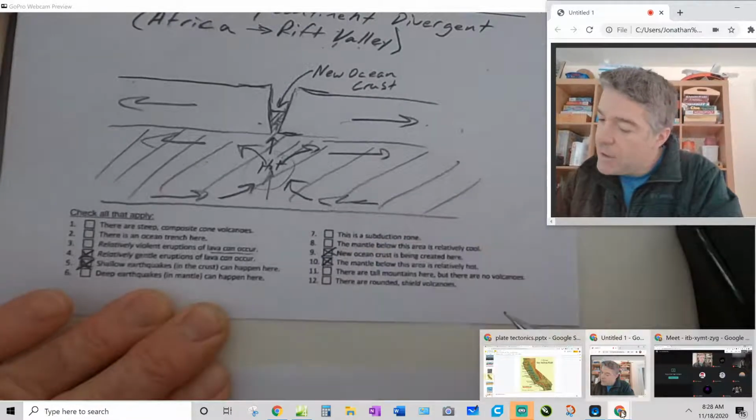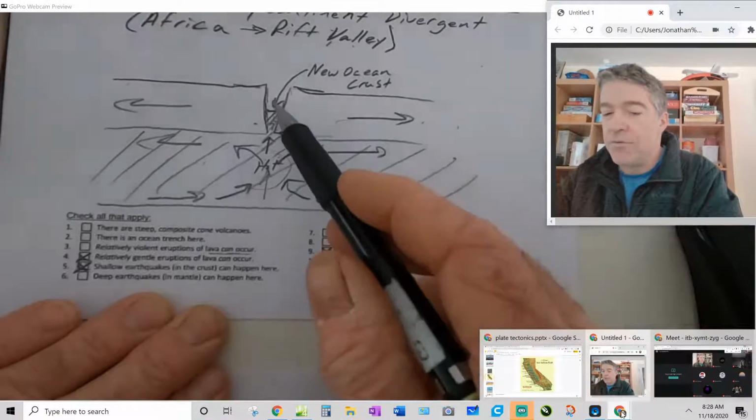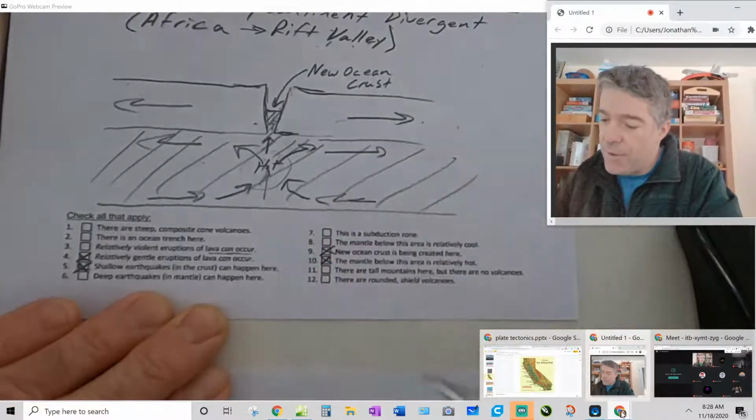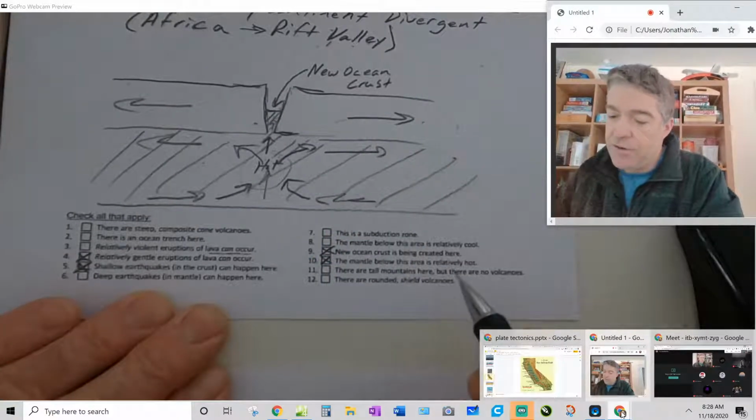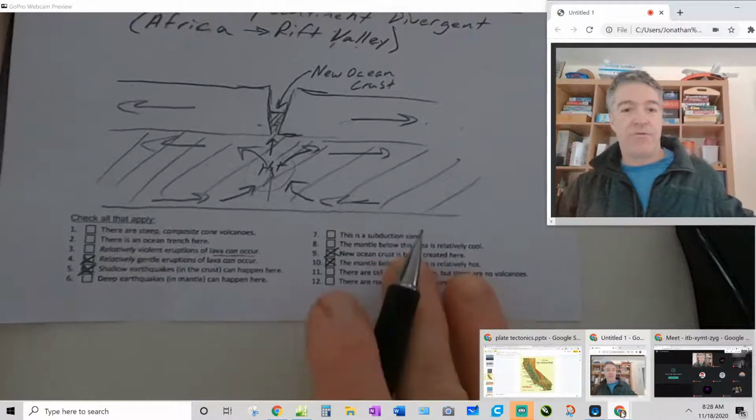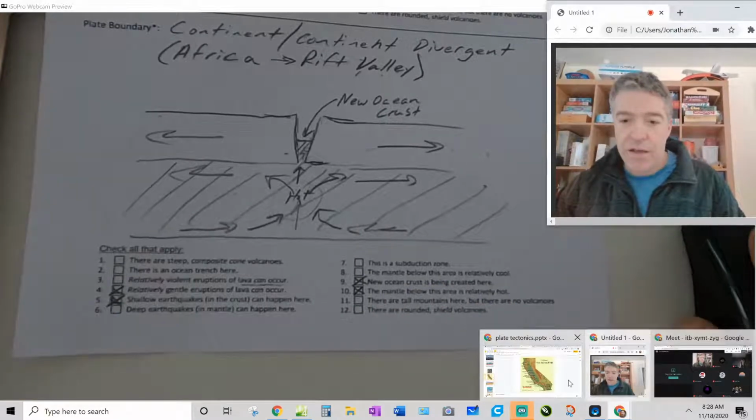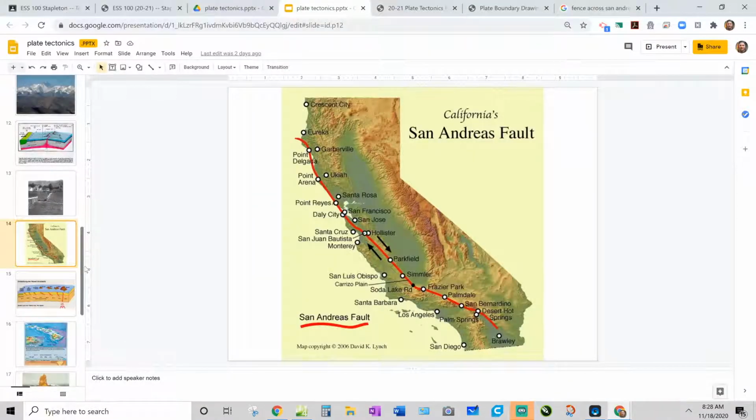Tall mountains, but no volcanoes? No, not really any volcanoes and no real tall mountains. Rounded shield volcanoes, no. And that's everything for a continental divergent boundary. Let me show you a few pictures of that. I think I probably have some in here.